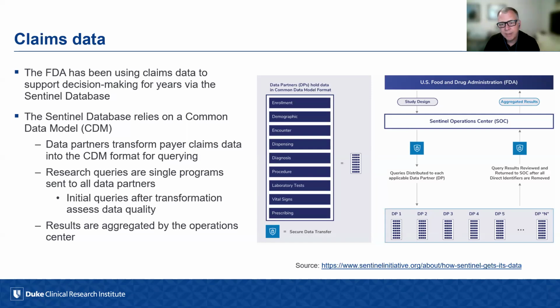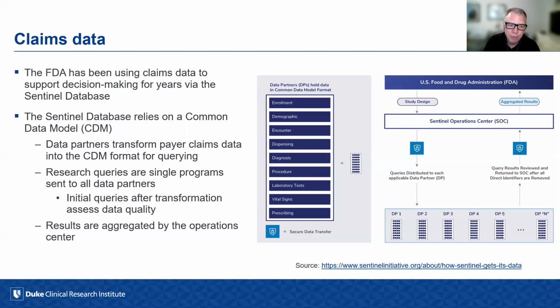What's interesting about this database is that it's distributed, meaning that the data partners each manage and control their data. The operations center can query that data, but it doesn't hold the database or have direct access to it in any way. In order to work with data in this type of setting, they had to define a common data model. That means every data partner transforms their claims data into this data model format for querying. So we all have the same tables with the same names and all the same variables with the same values.